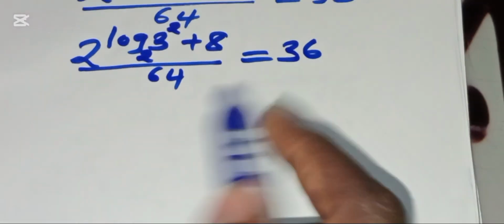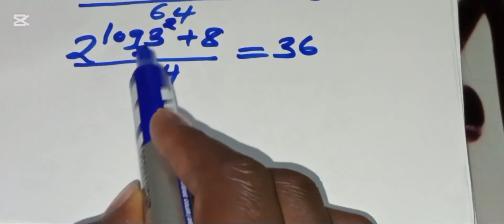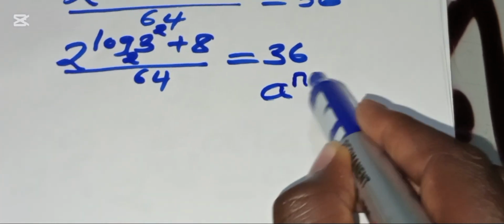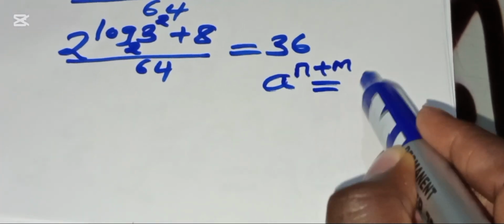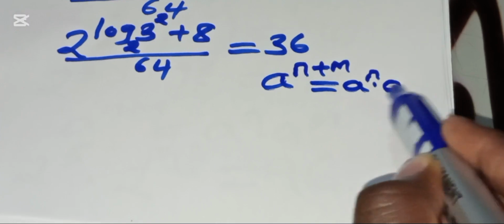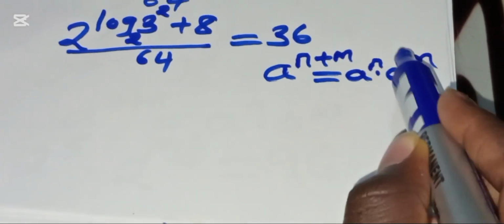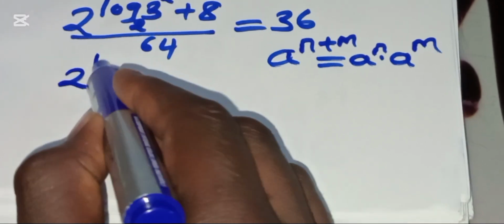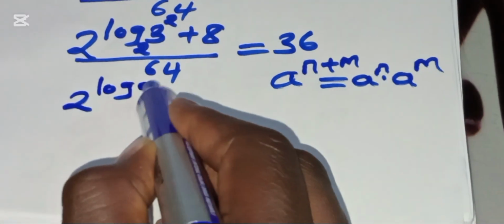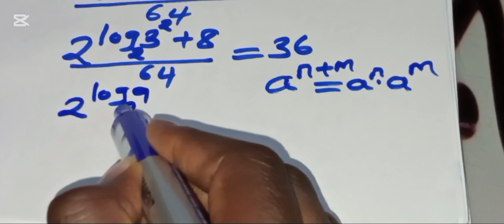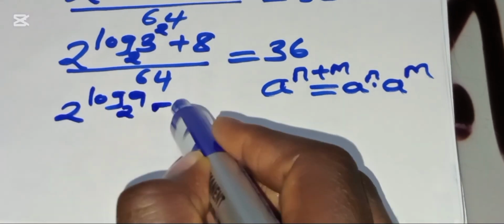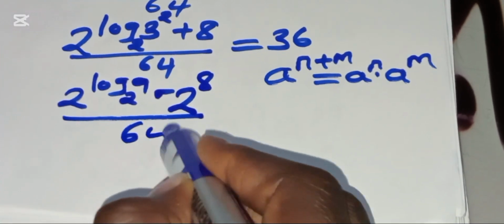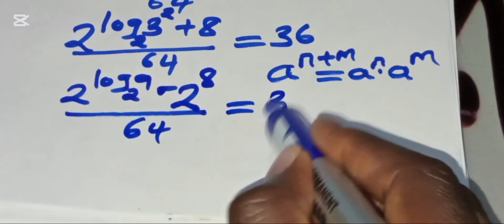Now from what we have here, 2 raised to power log 3 squared to base 2 plus 8 is actually in the form of a raised to power n plus m, which we can write as a raised to power n multiplied by a raised to power m. Let's apply this property so that we have 2 raised to power log 3 squared, which is log 9 to base 2, multiplied by 2 raised to power 8 divided by 64. This is supposed to give us a value of 36.